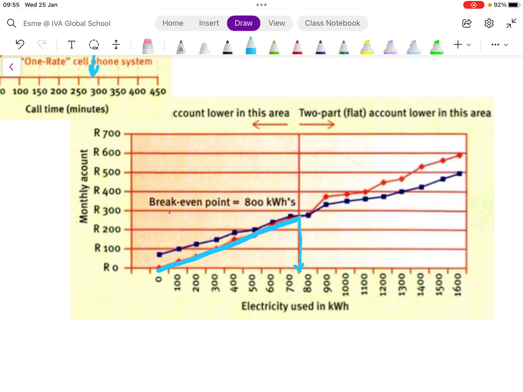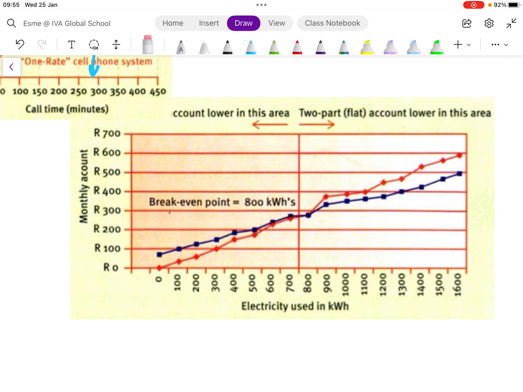That is about 720 units. So from this we can see that if I use less than 750, or let's call it 750, then it would be cheaper for me to buy the prepaid system. But if I use more than 750, it would be cheaper to use the postpaid system.